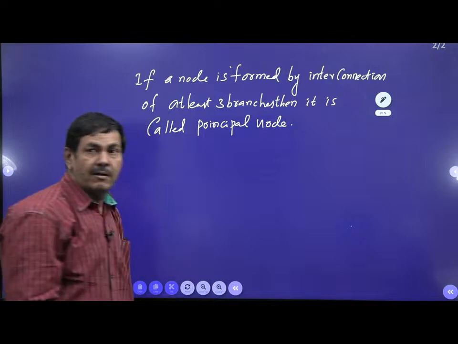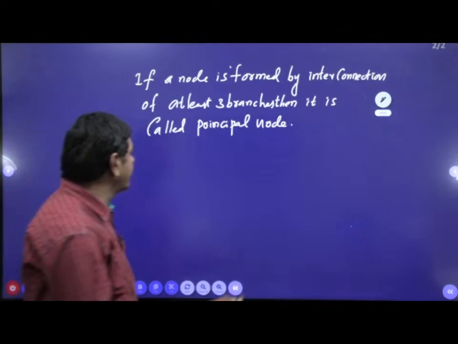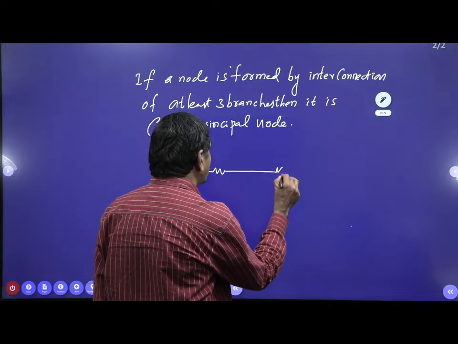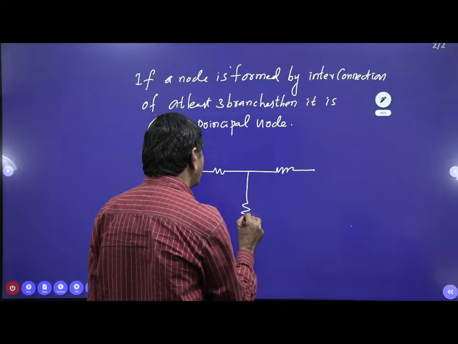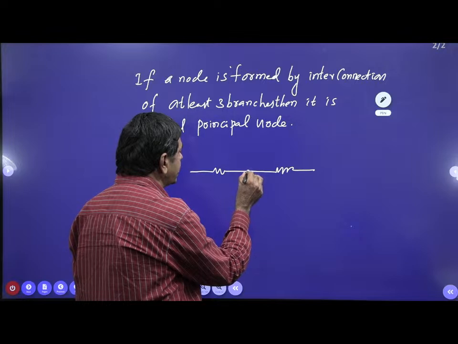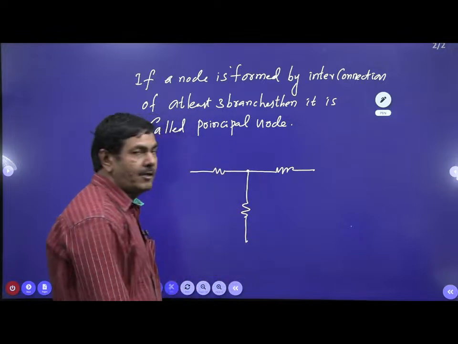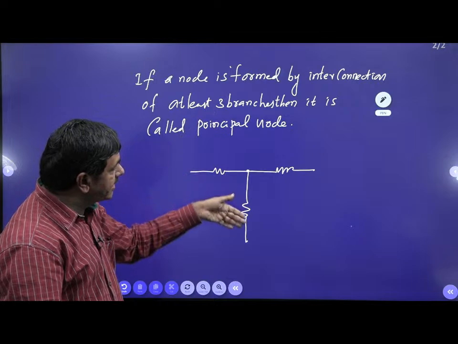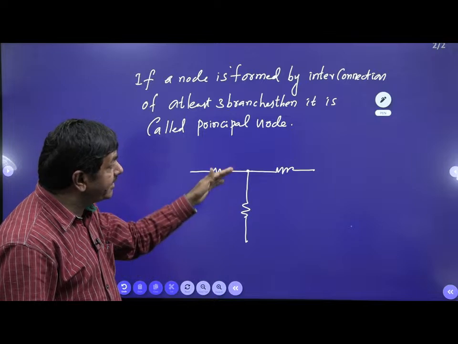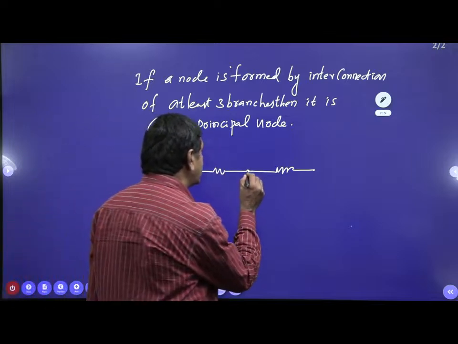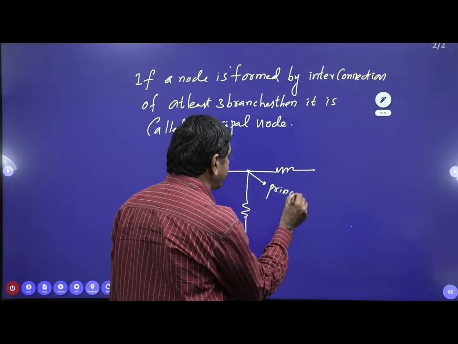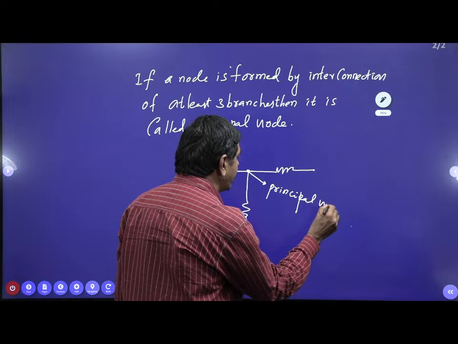So how can you draw principal nodes? Yes, you can combine. I connected a resistor this side and one more resistor. Three branches are there. By the interconnection of the three branches, a node is formed. Sir, I will take one more this side. Yes, you take it. Who said no? Even if you take one more branch this side, you can form 3 or more, acceptable. This node I can call a principal node.